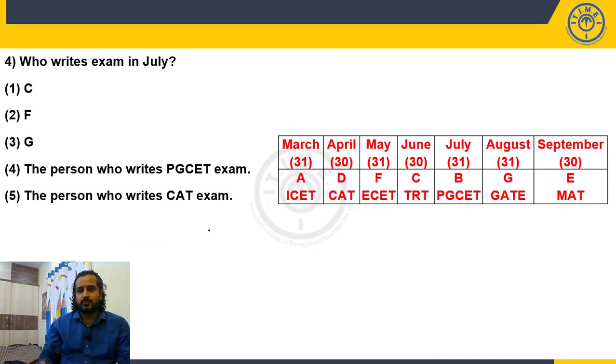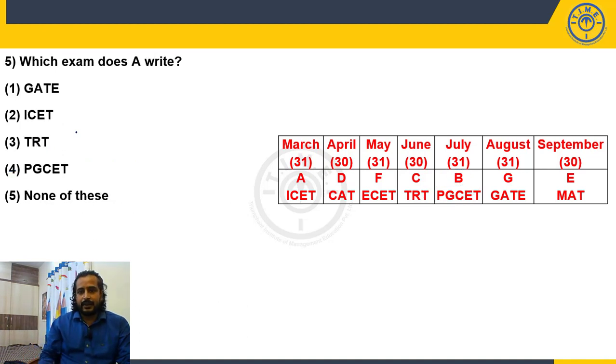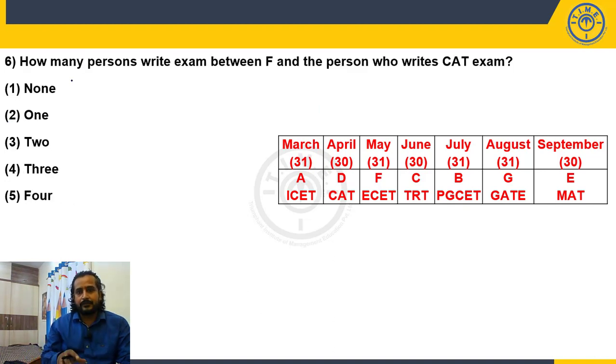Who writes exam in July? B. Or the one who writes PG set. Choice 4. Which exam does A write? A write ISET. Choice 2. How many persons write exam between F and CAT? F is here, CAT is here. No one. None. Choice 1.